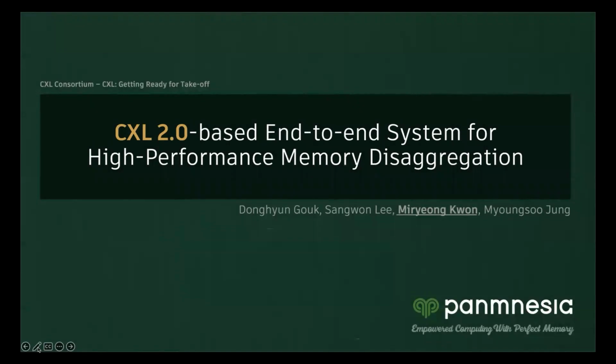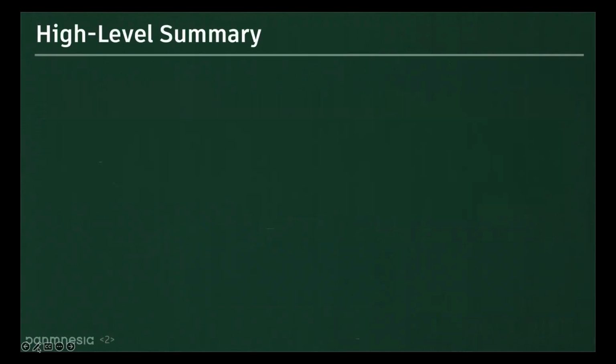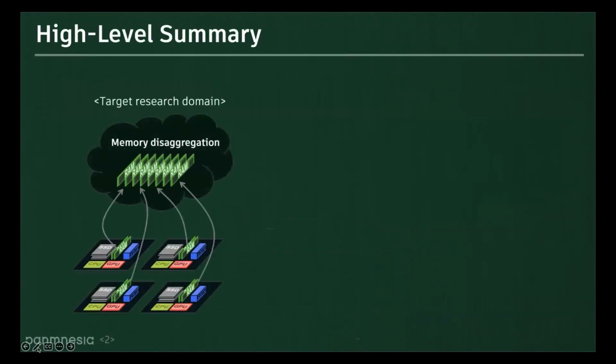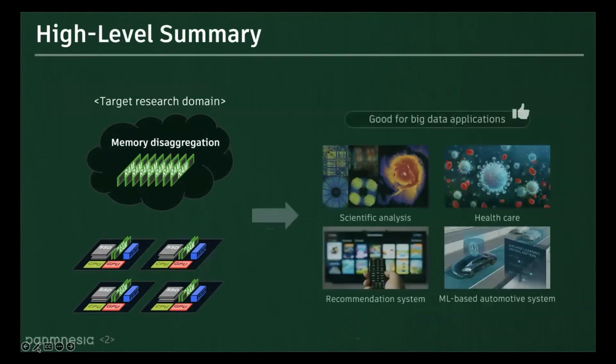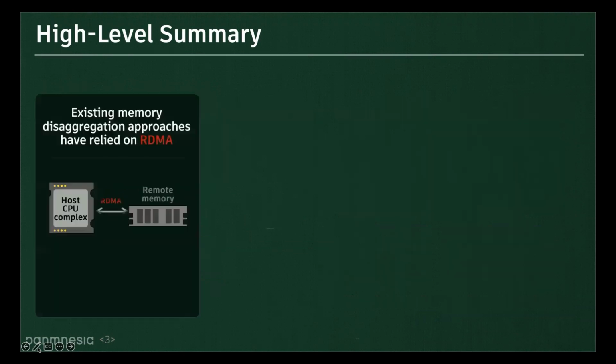Hello everyone, today we will introduce a CXL 2.0-based end-to-end system for high-performance memory disaggregation. Before moving on to the main talk, I'll give you a high-level summary of the talk. Our work's main research target is memory disaggregation, which can satisfy the large memory requirements of various big data applications.